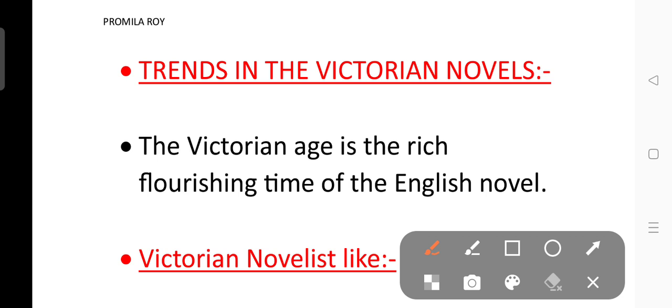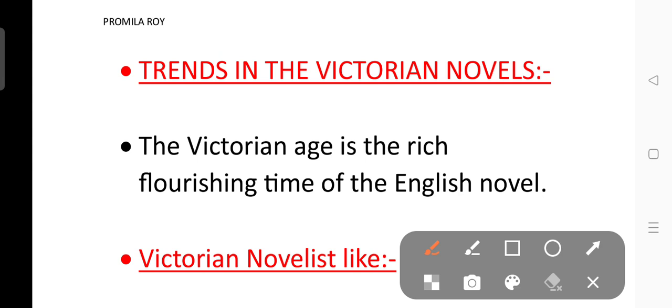Understood? Like here, there is plot construction in the novel. The plot is generally loose and ill constructed. Here you will find interesting stories, an extraordinary mixture of sentiments, melodrama, and lifeless characters in the Victorian novels. And you will also find comprehensive pictures of contemporary life.